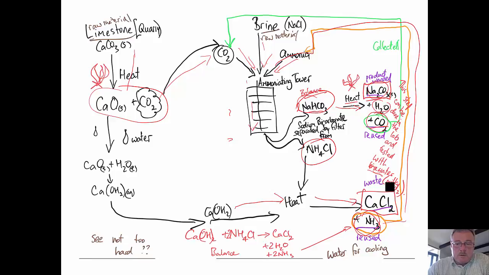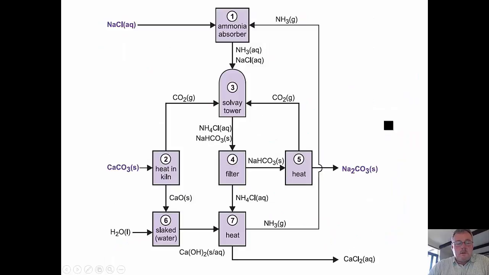This one looks a little bit harder to follow, but it's actually a little bit easier with the diagram. Here we have another from online, and you can see we've got our raw materials entering. This one's heated, producing CO2 and CaO, which is then added to water, slaked water. You get calcium hydroxide formed.